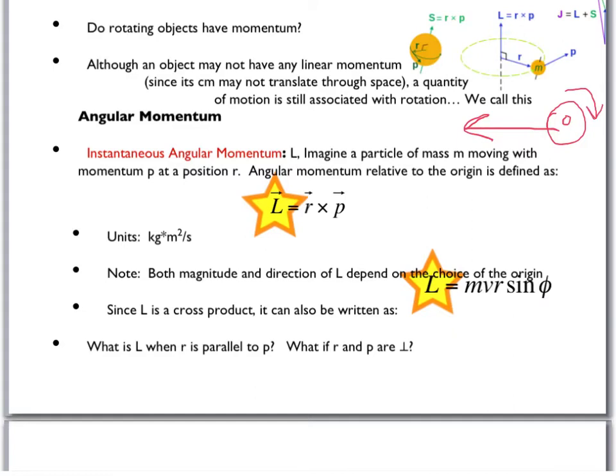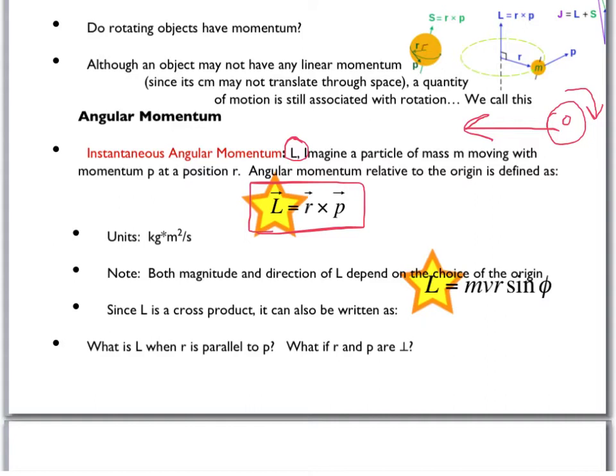So angular momentum is denoted with the variable capital L. If you imagine a particle of mass m moving with some sort of momentum at a position r, that's how we define angular momentum. Relative to the origin, we define L as r cross p. Remember, we've already defined the cross product now, so we know that we can define variables in that way. So r cross p would be our definition for angular momentum. The units for this would be the kilogram meters squared per second.